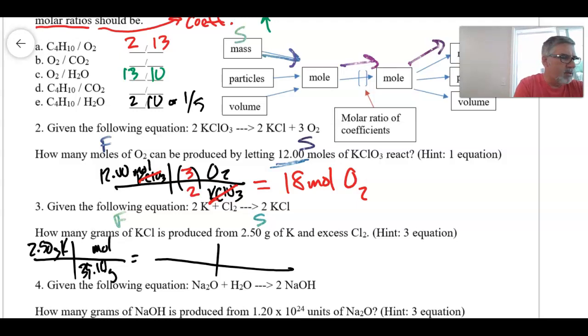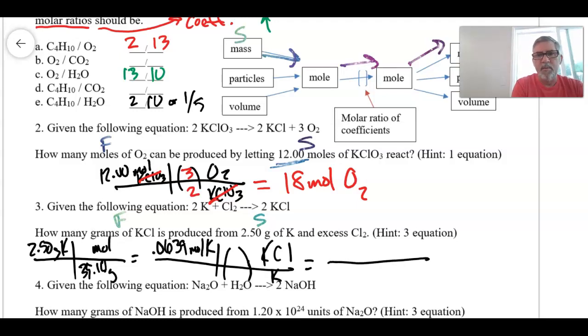So I'm going to write my answer here. My answer is 0.0639. I write my answer there, and it just becomes the start of my next equation, because my mole is the start of my next equation. I'm trying to go from there to KCl. I've got to get rid of the K. Remember, I'm going to have a third equation, so I'll go ahead and do that.